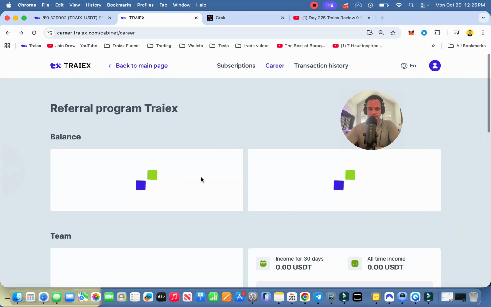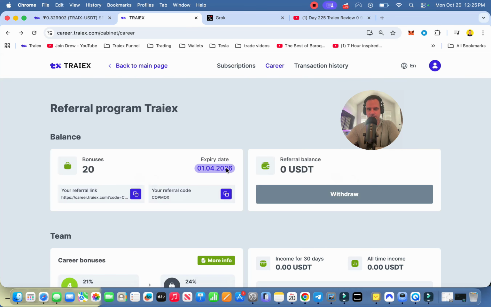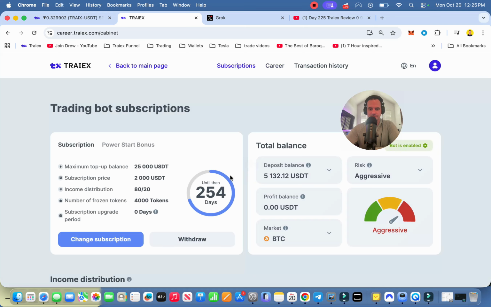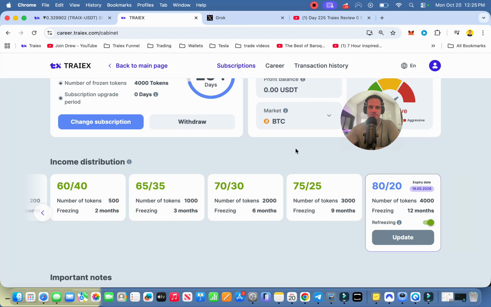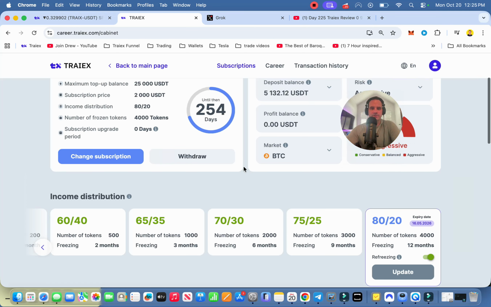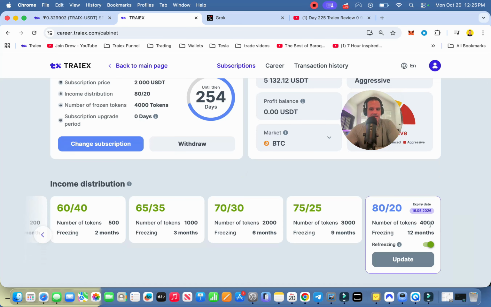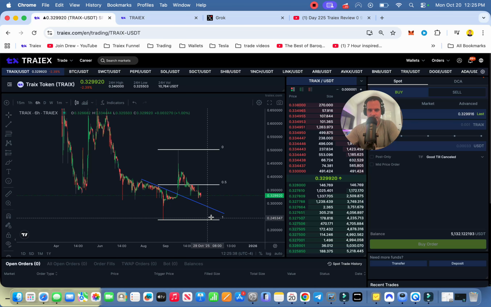You need the token for income distribution, okay? You earn more percent of the profit if you have the tokens. Like you start off at 50-50, and then you can buy the tokens and get to 80-20 with 4,000 tokens there. So you don't want to be buying tokens at like $1 or whatever, right? You want the token price to be as low as possible. So we actually want the token to be down here, but I don't think it's going to be there. I think it's going to come and then find support on this trend line, okay?